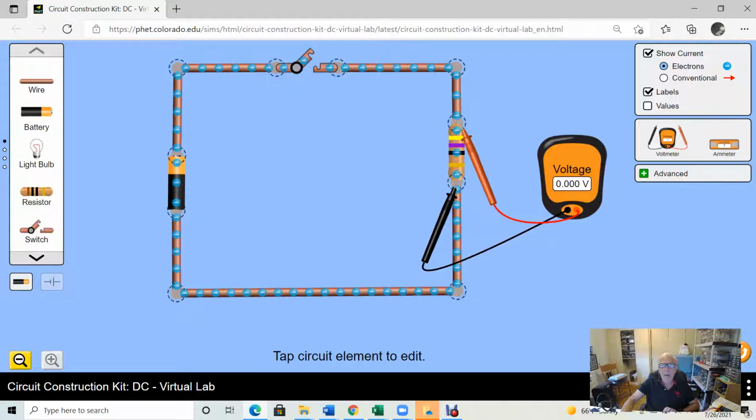And you connect that in parallel. That's an important thing about measuring voltage in your circuit.